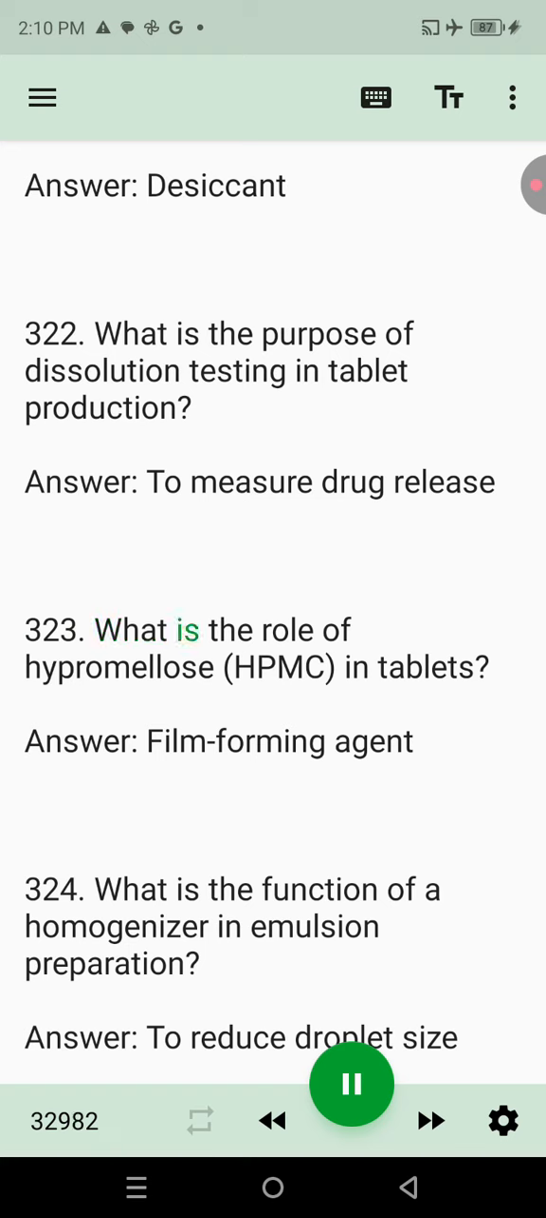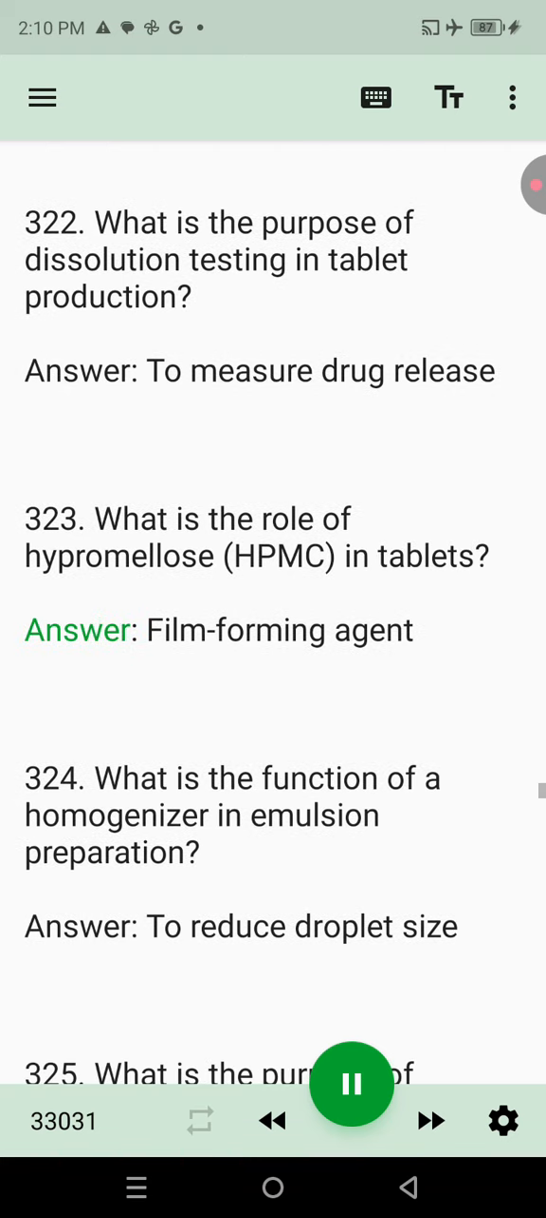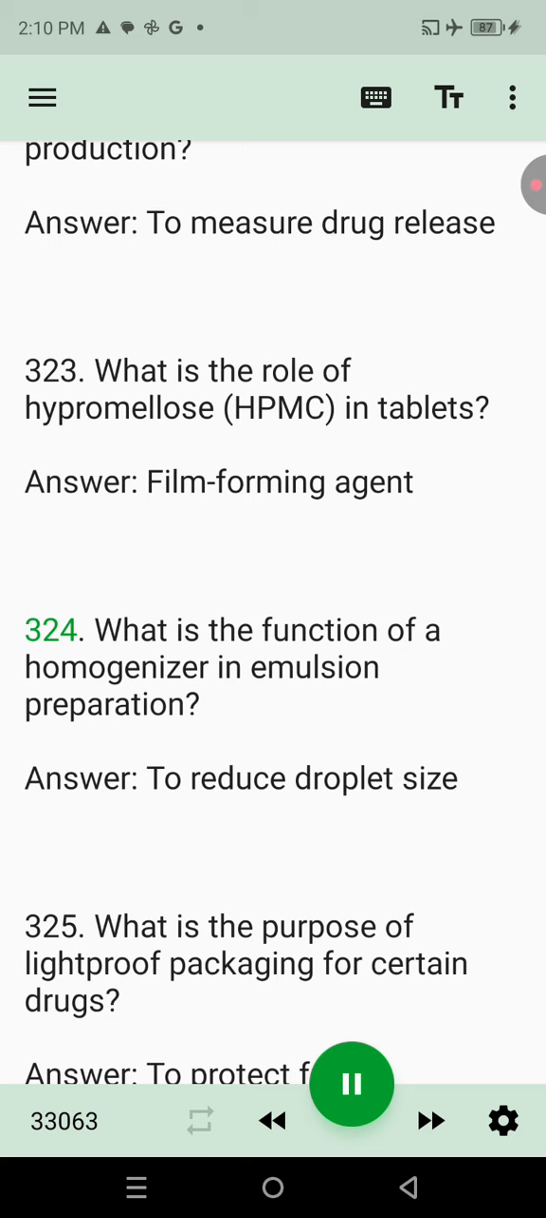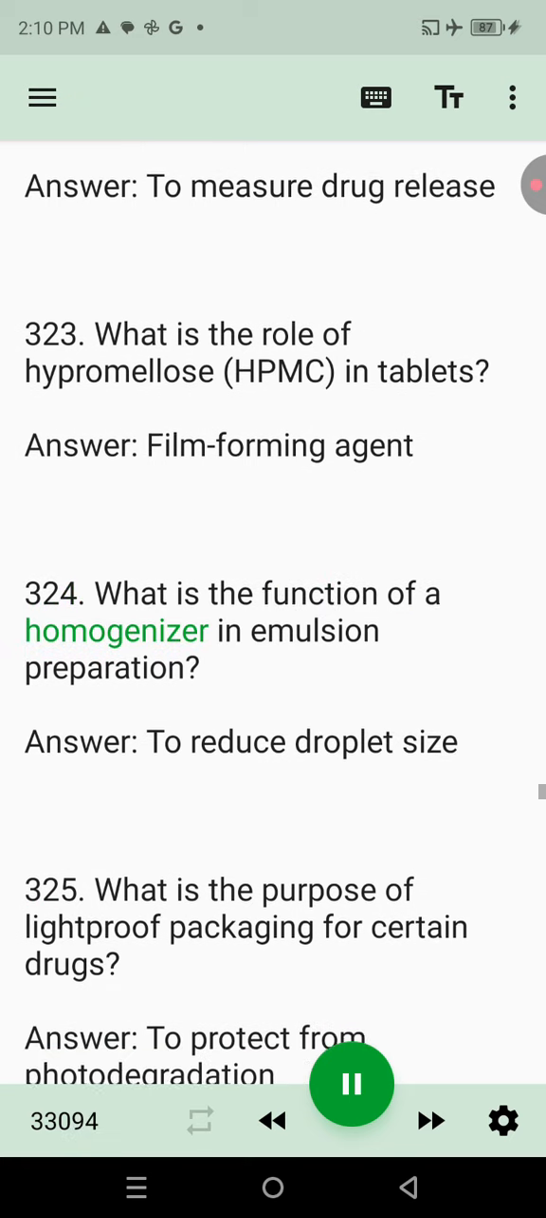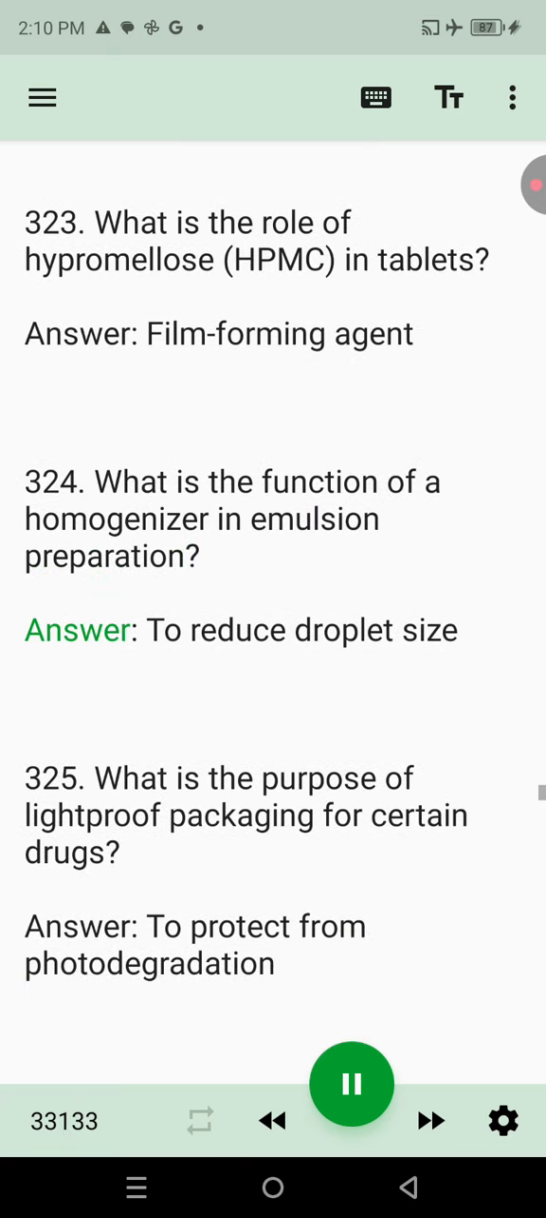323. What is the role of hypromellose HPMC in tablets? Answer: film forming agent. 324. What is the function of a homogenizer in emulsion preparation? Answer: to reduce droplet size.